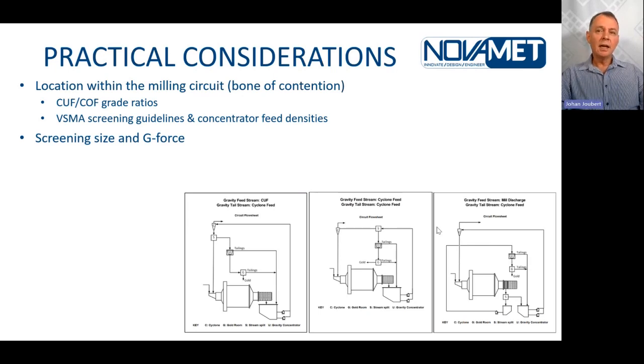Most of the installations have always installed a 2mm screen and 60 G concentrators, but I urge you to go back to your test work. See where your gold lies and where your liberation sizes are, and then make the correct decision for your project and install a size and G-force of machine to suit that specific ore body or your existing plant in operation.